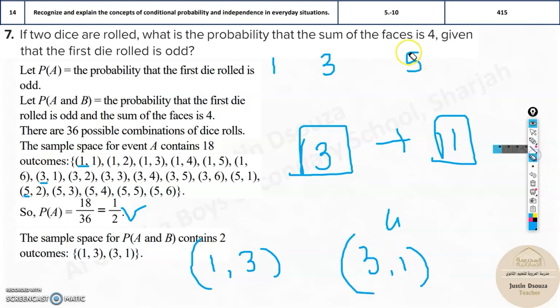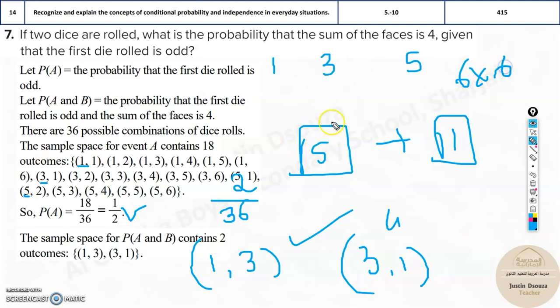Now can I use this other number 5? No, I can't use this because 5 exceeds 4. So there are only two possibilities. Two possibilities out of how much? When you roll two dice, it is 36 possibilities in total, right? 6 times 6. There are 6 possibilities in the first die, 6 in the second. So it is 36 total possibilities, whereas 2 are the ones which we want. That is A and B.